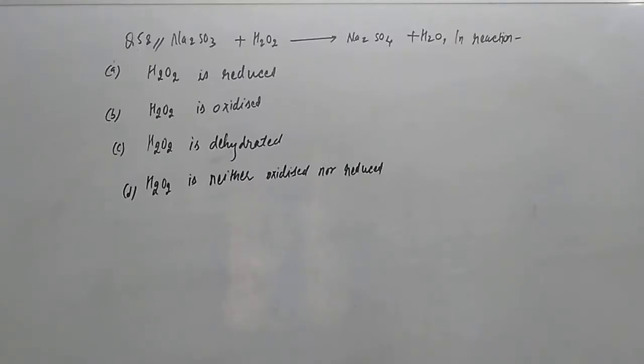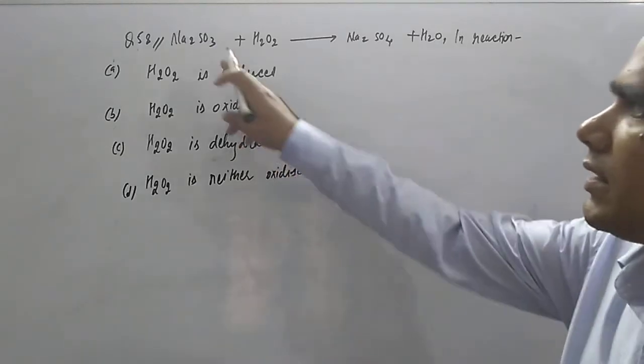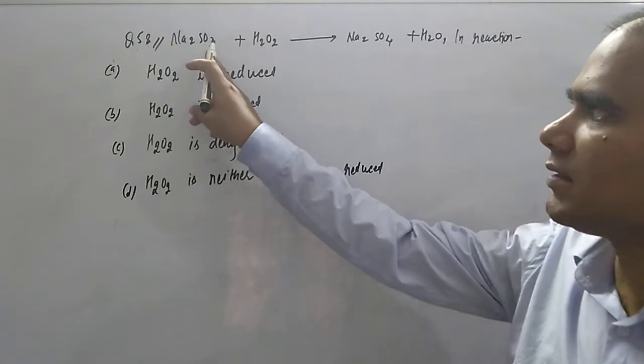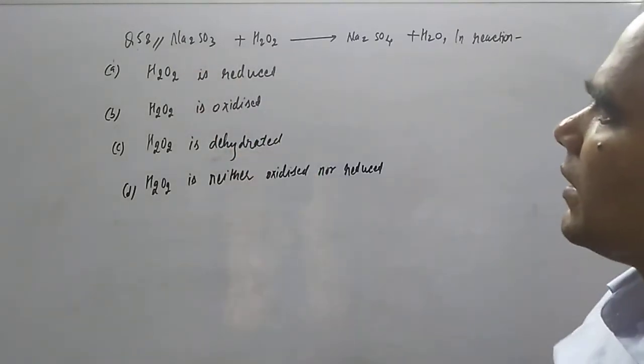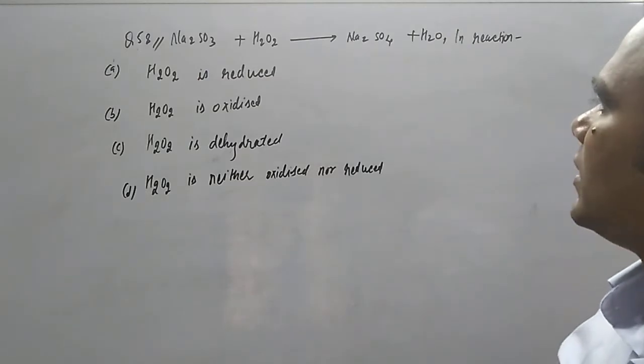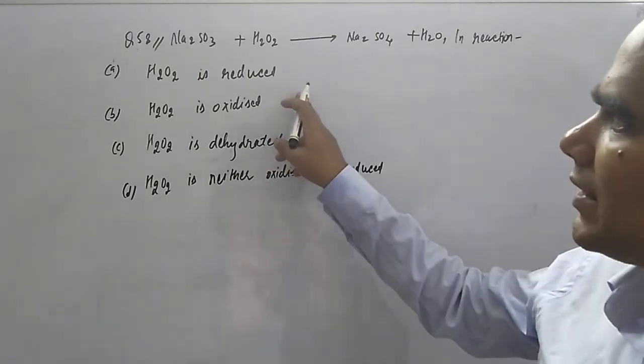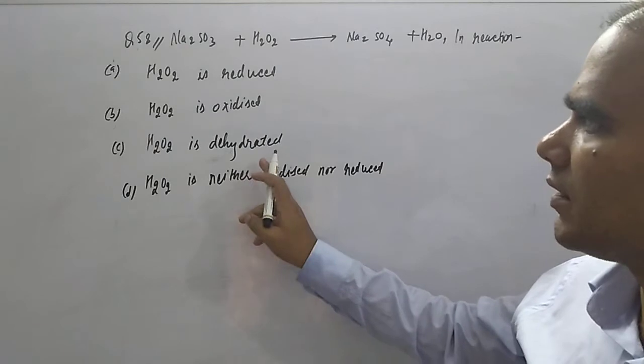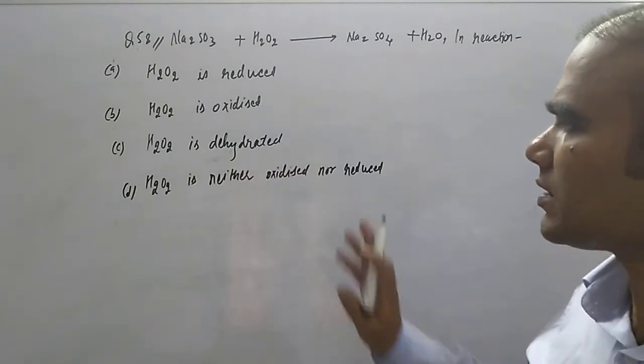Hello student, now let us see problem number 58. That is also a quite easy problem. If you know oxidation numbers, you will be able to answer this question. They are saying that sodium sulfite, Na2SO3, reacts with hydrogen peroxide, giving sodium sulfate and water. In this reaction, H2O2 is reduced, oxidized, dehydrated, or neither oxidized nor reduced.